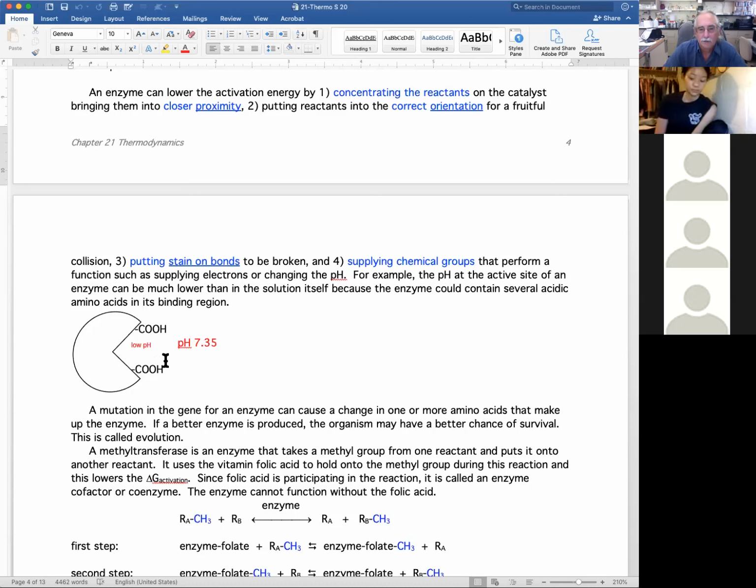So that means if there's two reactants, say for example A and B, A can bind to the enzyme, B will bind to the enzyme, and now they're concentrated. They're right next to each other. It brings them into close proximity to each other. And so it puts the reactants into the correct orientation on the surface of that enzyme. Now, every collision is going to be fruitful. There is no collision that's not in the right orientation. And then it puts strain on the bonds to be broken.